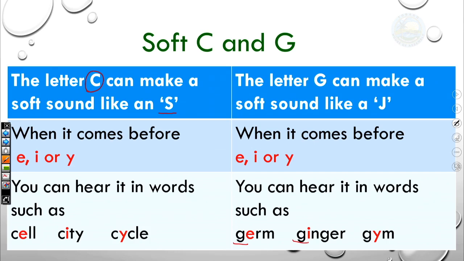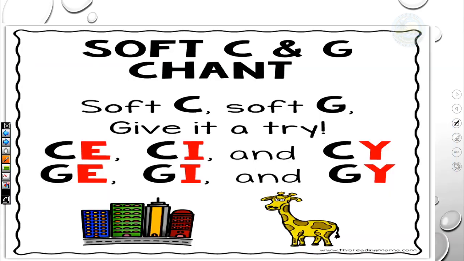The next word is the word gym. Gym. Are you hearing the J sound in gym? Yes, we are. The word gym, we hear this J sound at the beginning of the word. Therefore, this G is the soft G. I have here for you a little chant that will help you to remember when to use the soft letters.